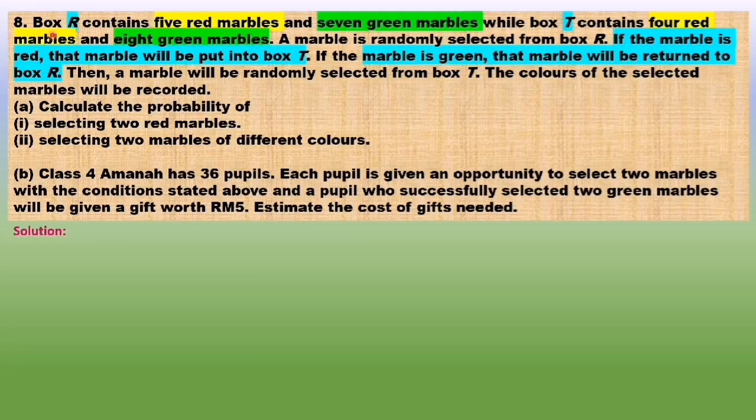Question number 8. Box R contains 5 red marbles and 7 green marbles, while box T contains 4 red marbles and 8 green marbles. A marble is randomly selected from box R. If the marble is red, that marble will be put into box T. If the marble is green, that marble will be returned to box R. Then a marble will be randomly selected from box T. The colors of the selected marbles will be recorded. A. Calculate the probability of selecting 2 red marbles.